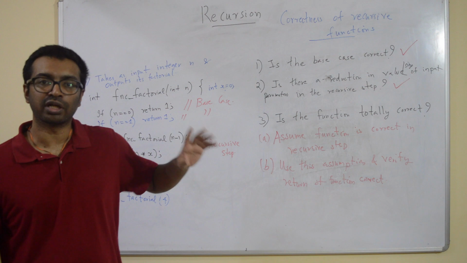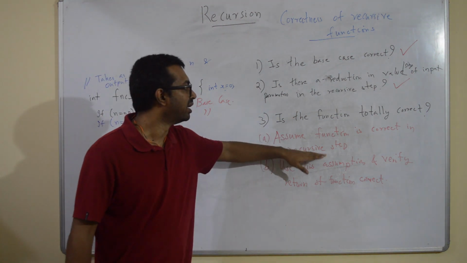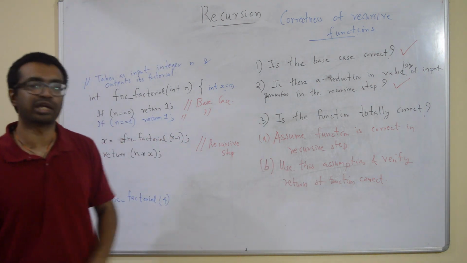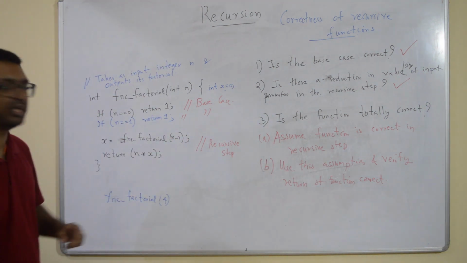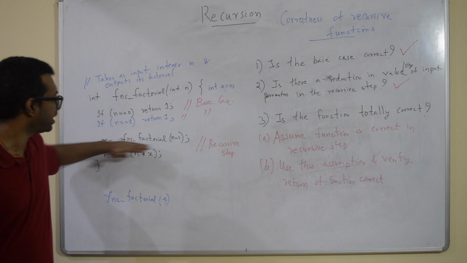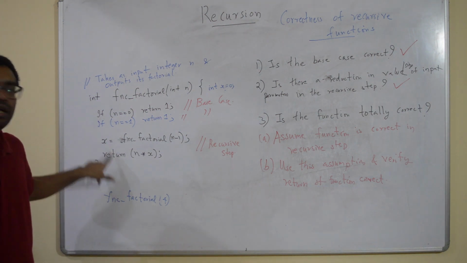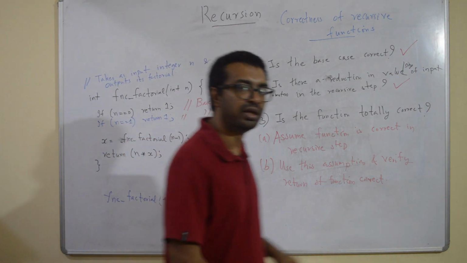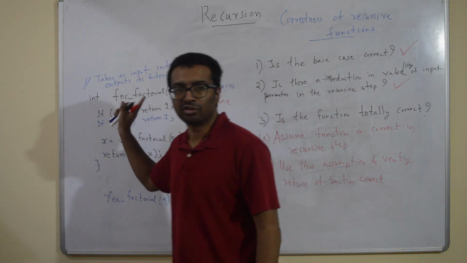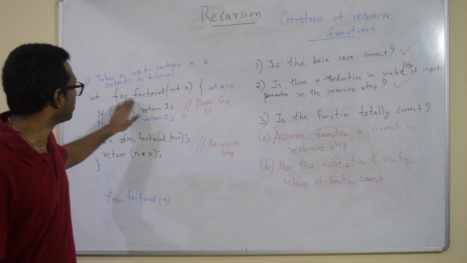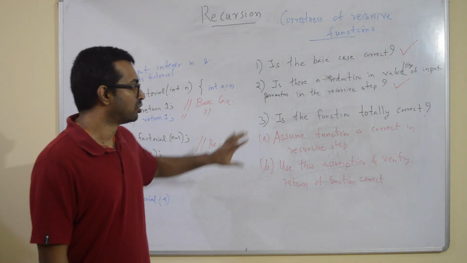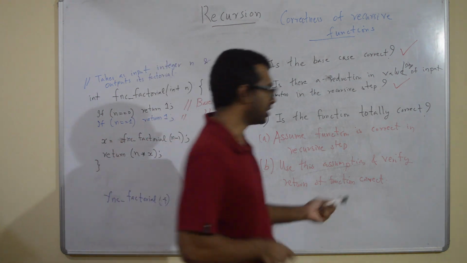This is what we want, right? Because we said assume the function is correct in the recursive step, and using that assumption, can I argue that the function returns correctly? That's exactly what I have argued now. I have assumed that x is equal to n-1 factorial, and I can now argue that the return is n into n-1 factorial, which is n factorial. That's correct, because we wanted n factorial, as our function is the factorial function. Therefore my function is correct.